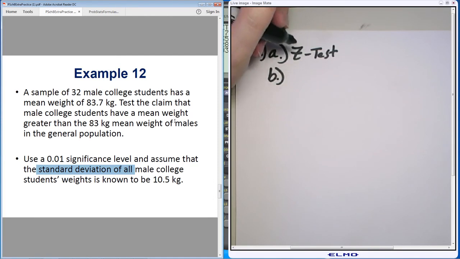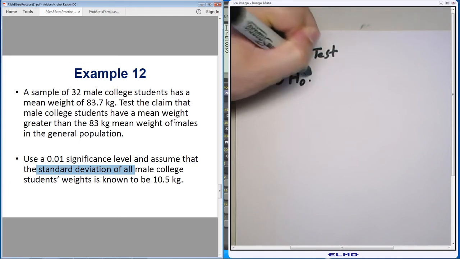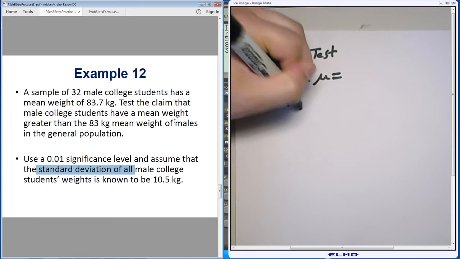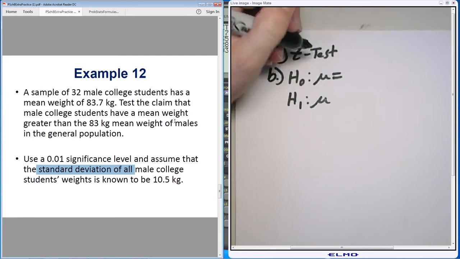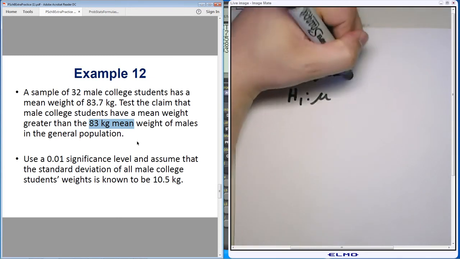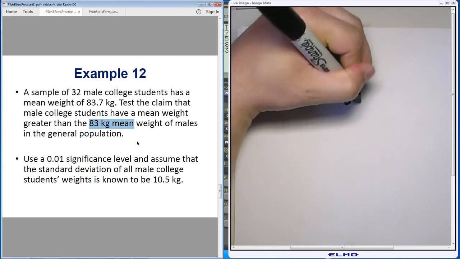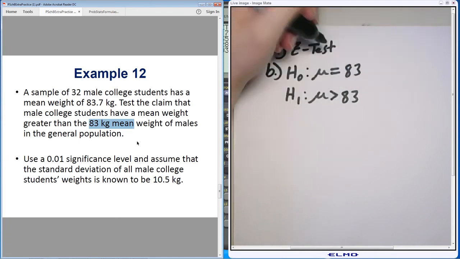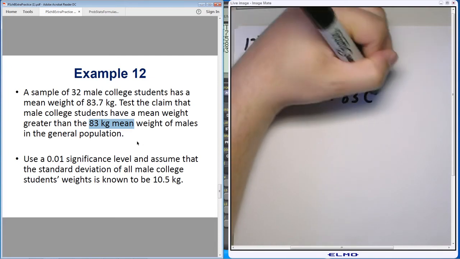Let's set up the hypotheses. The population mean that we're testing or curious about is 83 kilograms. So 83 is the number. We're seeing if the sample shows that the college students have a mean greater. And that is the claim.